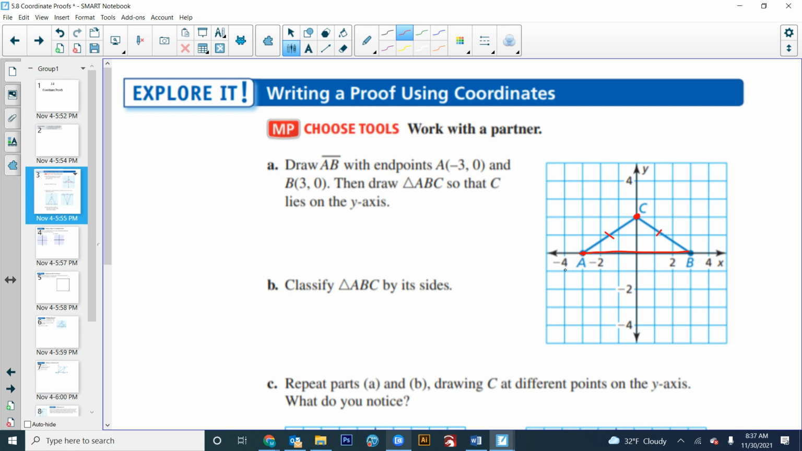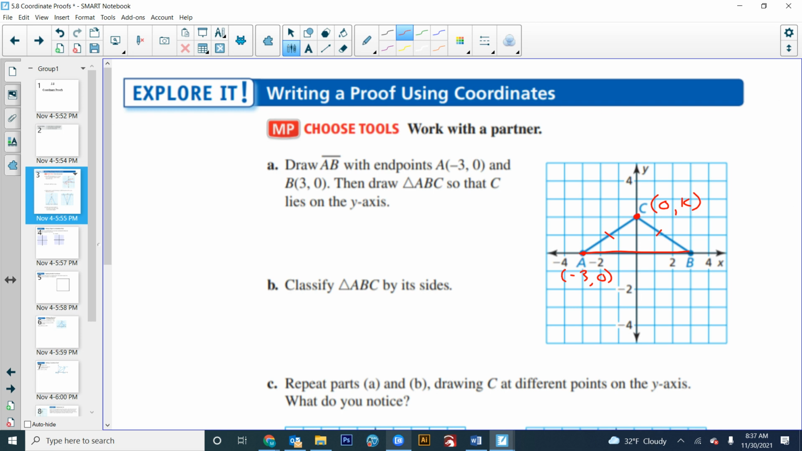What's this point? (-3, 0). What's this point? (0, 2). Anybody have (0, 3)? Anybody have (0, 5)? I mean, let's call point C (0, K). We're going to make up a letter. I don't care what letter it is, other than A, B, or C. Call it K, call it M, I don't know.